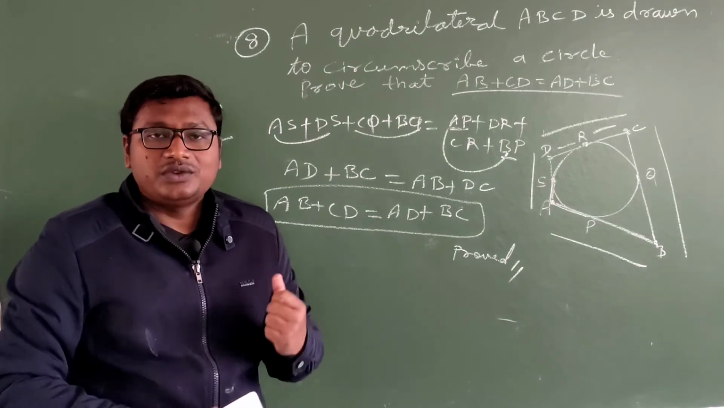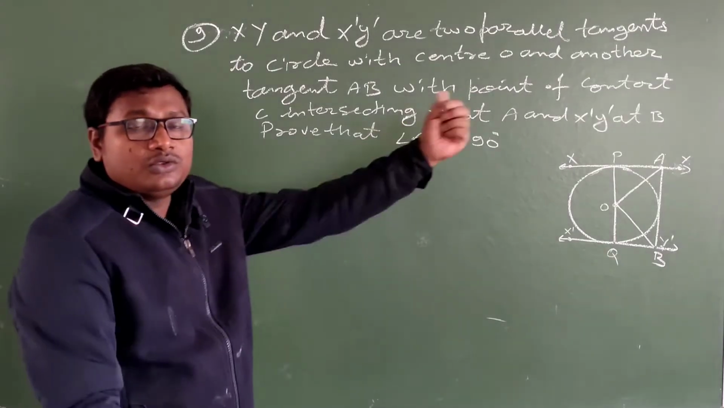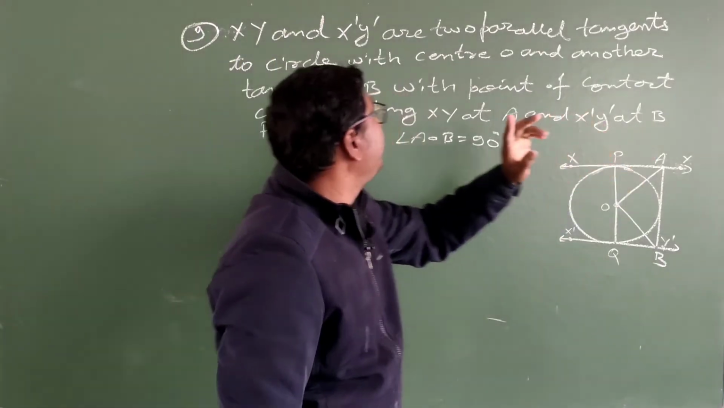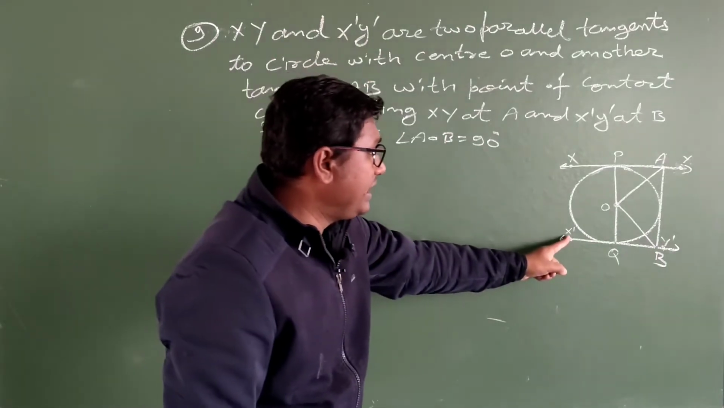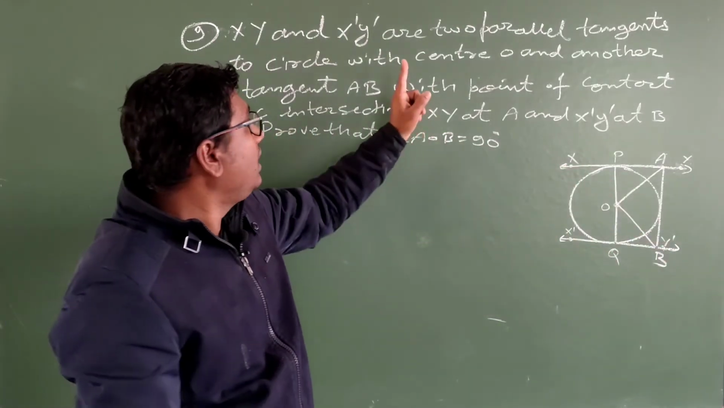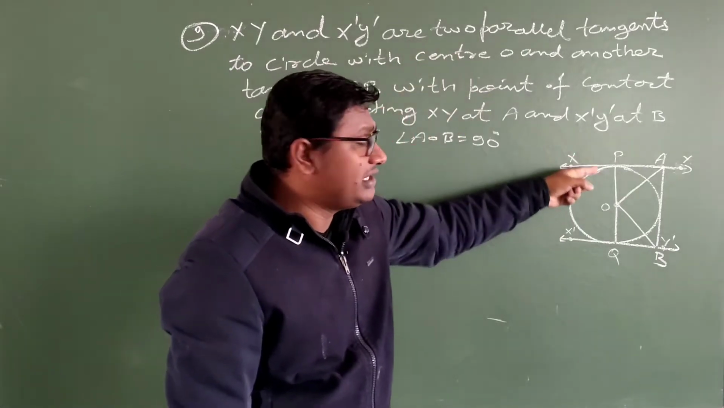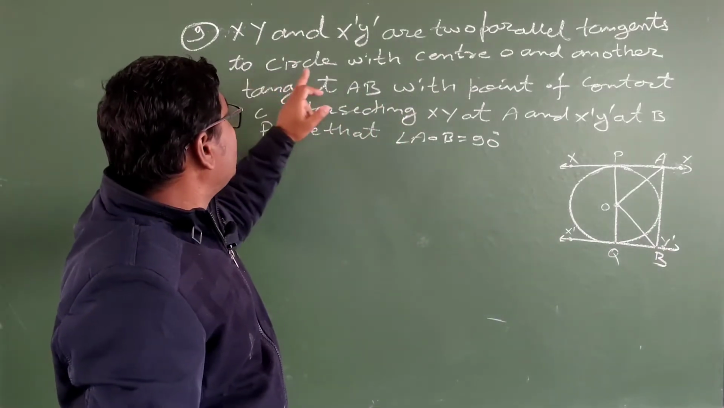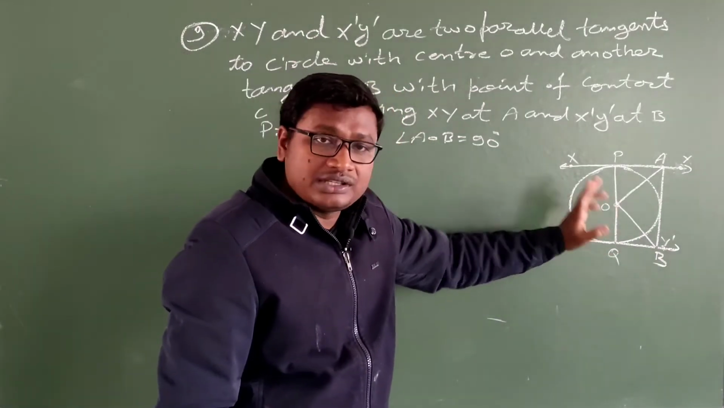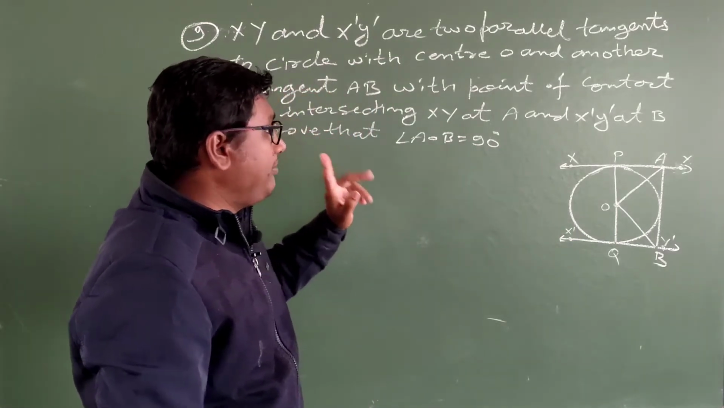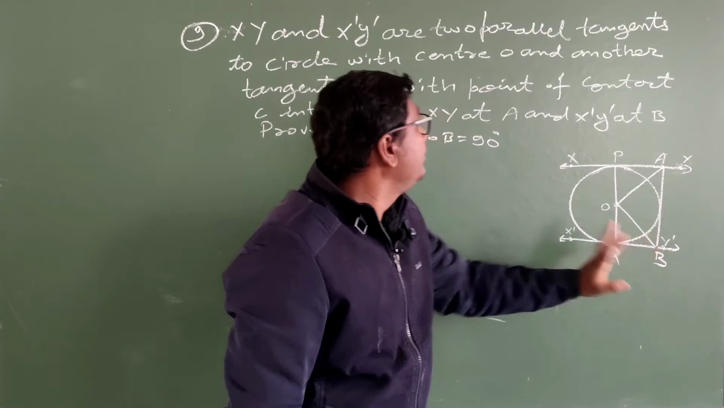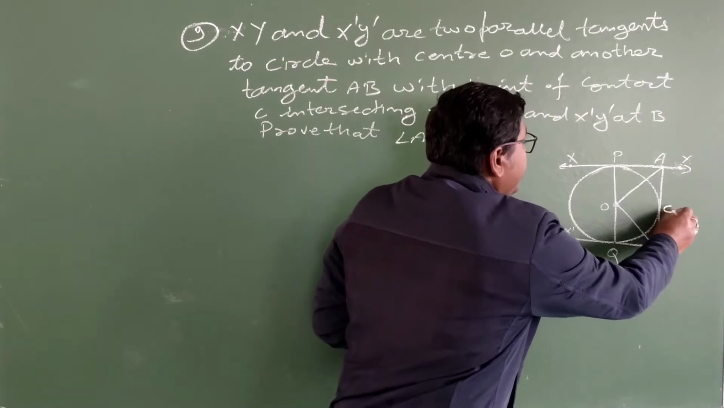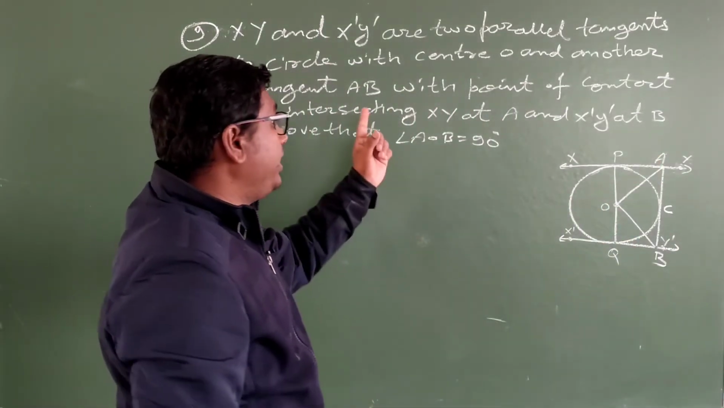Okay. Now next question. Question number 9 says XY and X dash Y dash are two parallel tangents to the circle with center O, and another tangent AB, with point of contact C. For tangent AB, the point of contact is C.